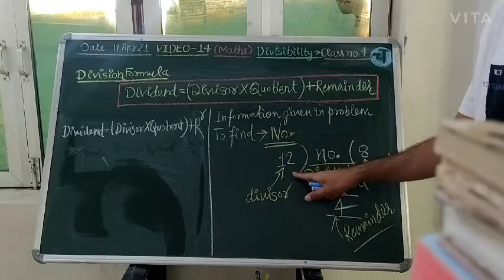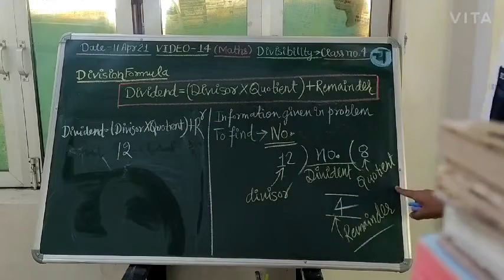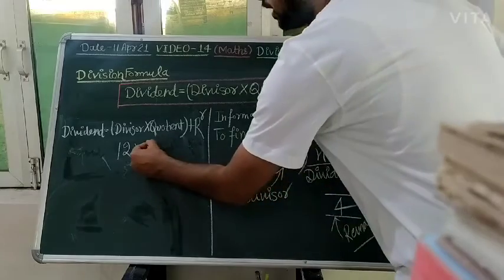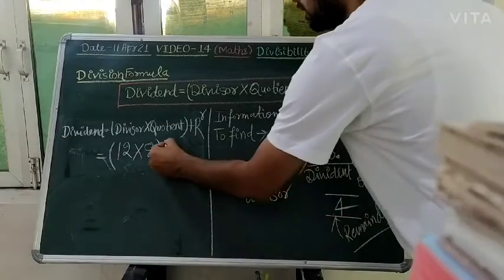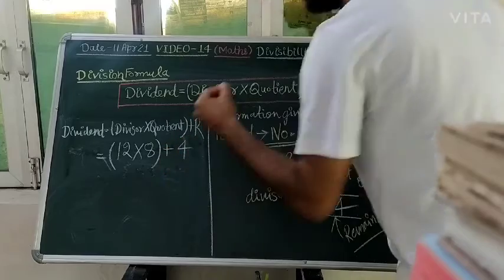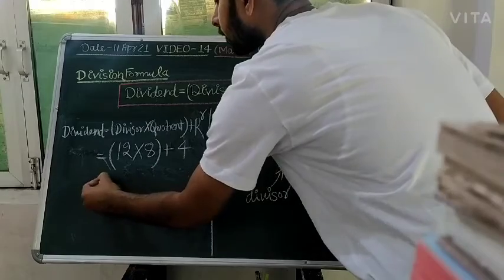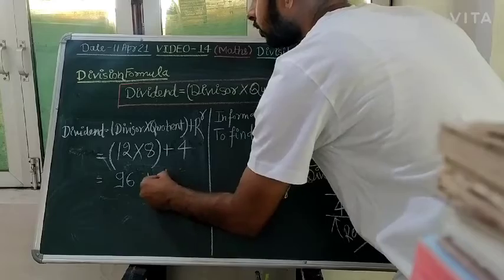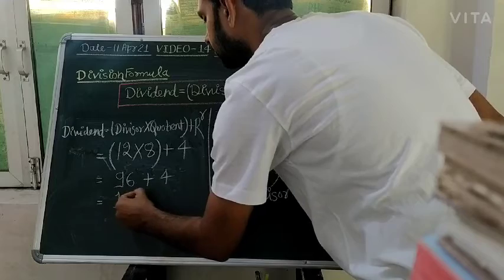So divisor is our 12. Quotient is our 8, plus remainder is our 4. So this 12 into 8, 96, plus 4. So 96 plus 4, 100.